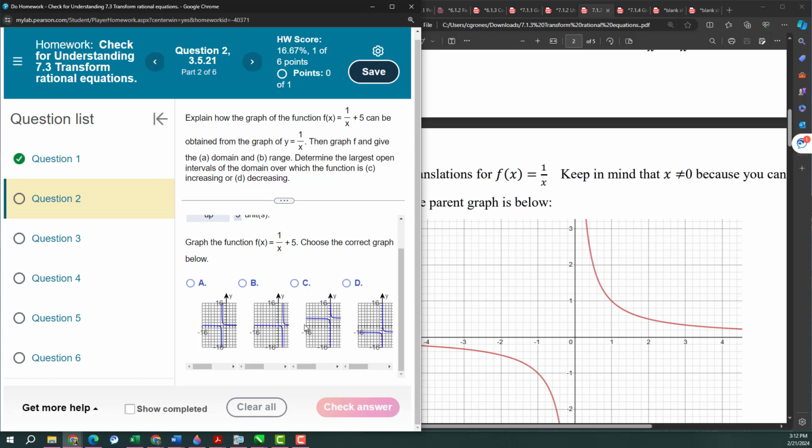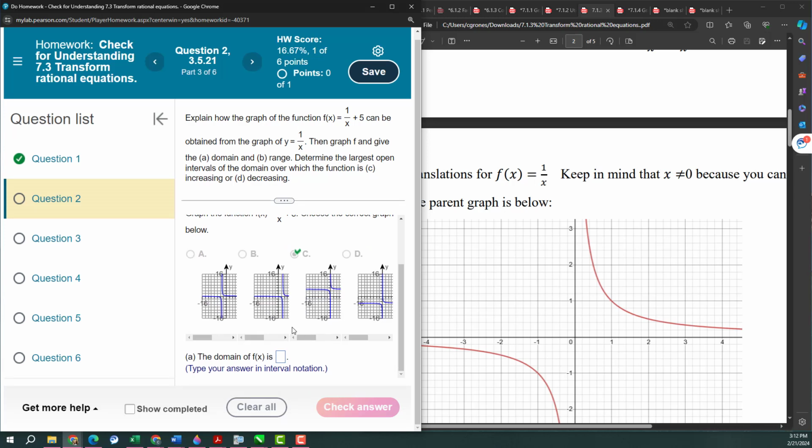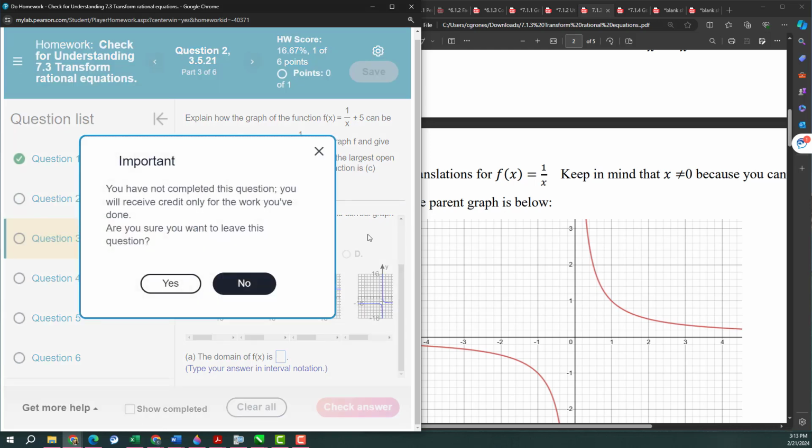So all of these, so this one, it's not D because this one is going down. C, it's not A because this one looks like it shifted to the left. It's not B because this one has been shifted to the right. So it has to be C because it's still going to our y-axis, but instead of going to the x-axis, it has gone up 5. Alright, I'm not going to go over the domain and the range. I think you can get that part.